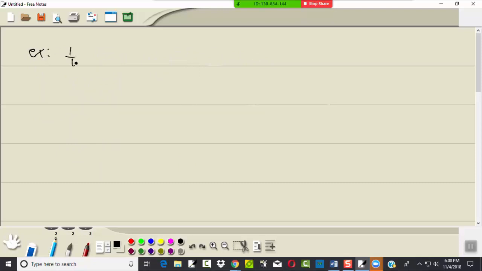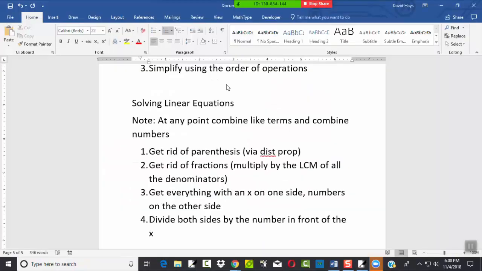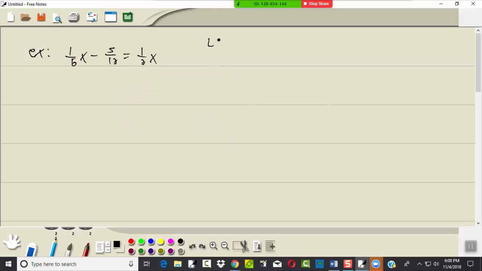Let's say we got 1/6x minus 5/12 equals 1/2x. Now step 1 says get rid of parentheses. I'm just, again, following these steps, get rid of parentheses. I don't have parentheses. Step 2, get rid of fractions. Multiply by the LCM of all the denominators.